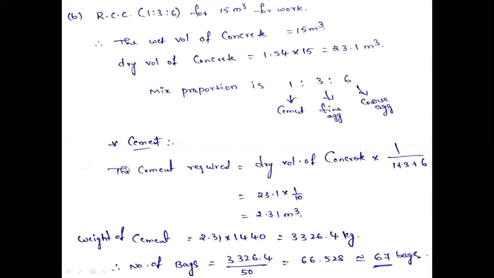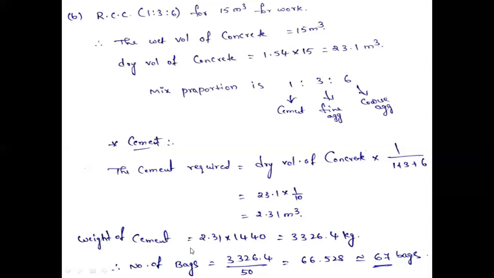So first we find the cement requirement, then fine aggregate requirement, and finally coarse aggregate requirement. First one, cement. The cement required equals dry volume of concrete multiplied with cement proportion divided by mix proportion 1 plus 3 plus 6. Dry volume of concrete is 23.1 into 1 divided by mix proportion 1 plus 3 plus 6, equal to 10. So 23.1 divided by 10 equals 2.31 cubic meters.